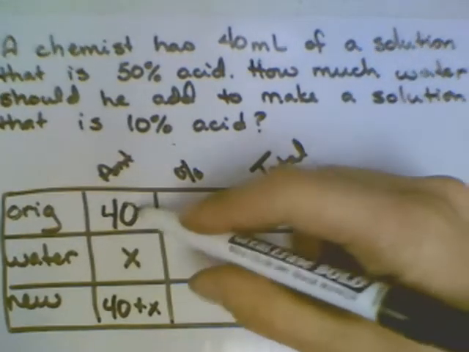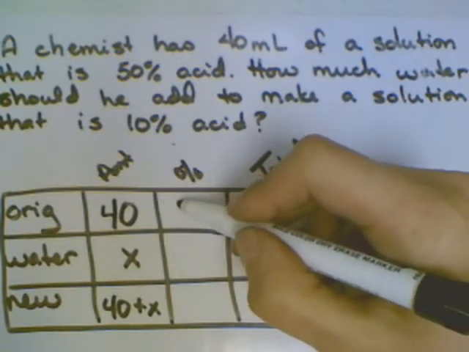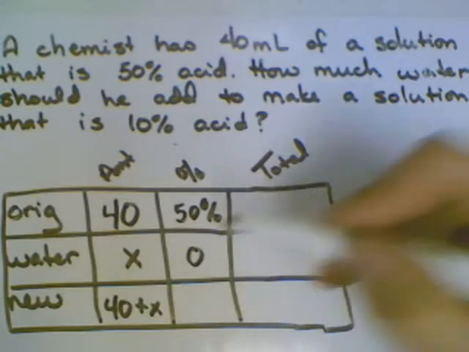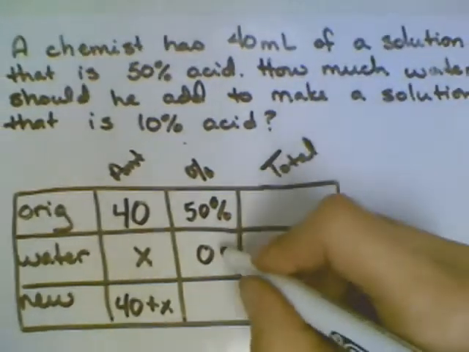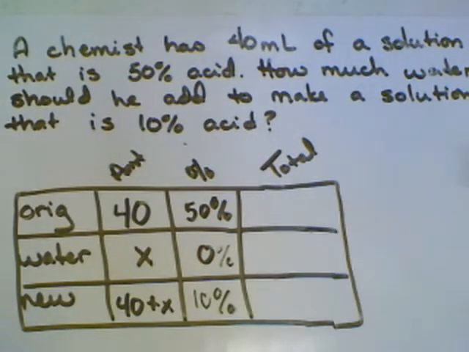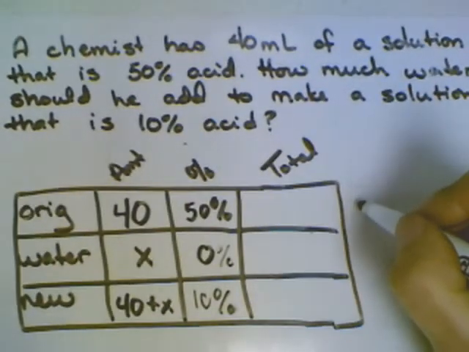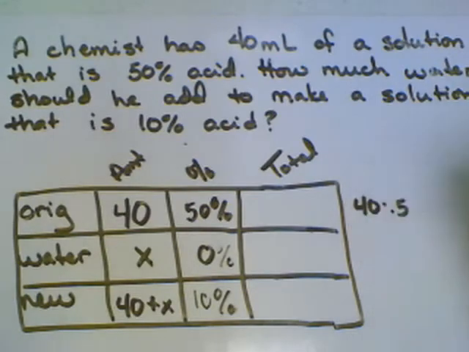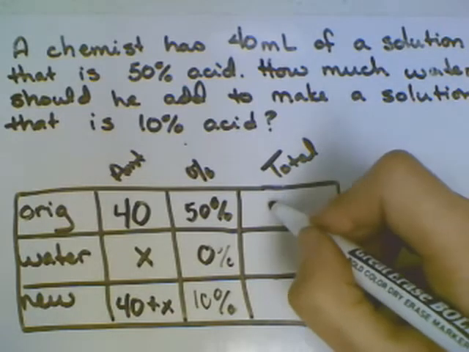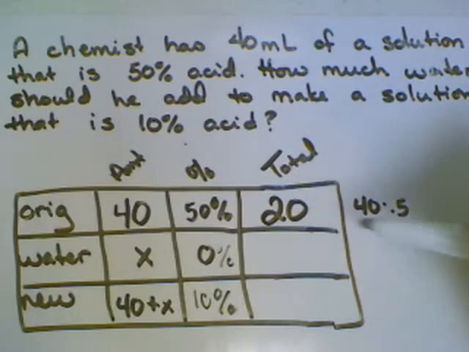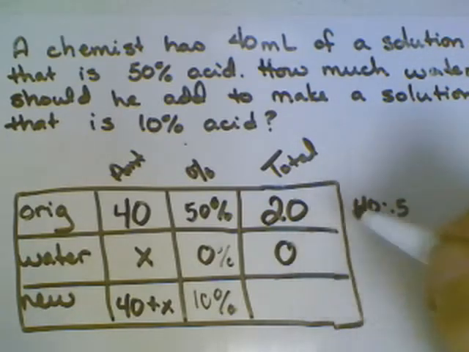The percentage of each of these is relatively easy to find. The original, it's given to us, has 50%. If we're adding pure water to a solution, pure water has no acid in it, so 0%. And the new solution we want to have 10% of acid. Now we multiply across. 40 times 50% is the same as 40 times the decimal, 0.5. If you're ever having issues multiplying with these percents, make them into decimals first. That means we have 20 is the total amount of acid from the original solution.